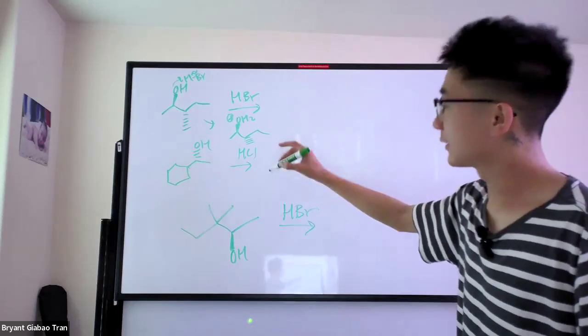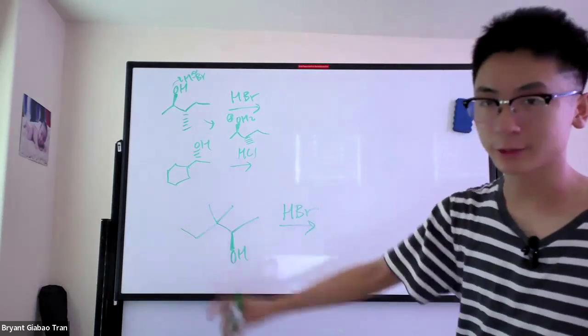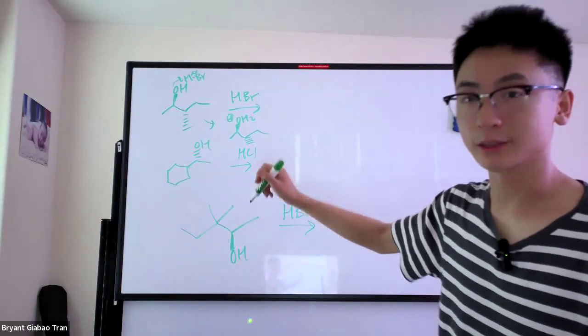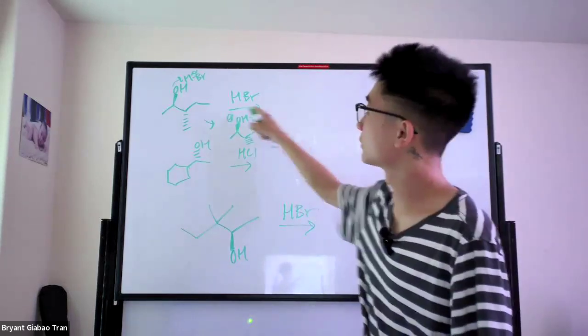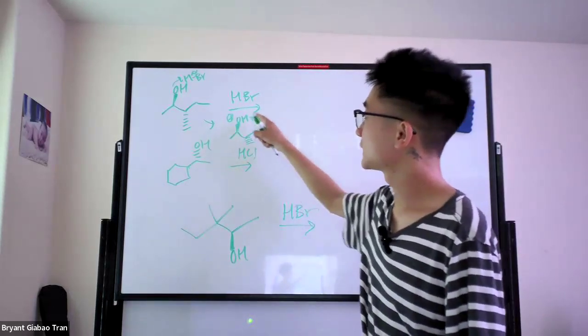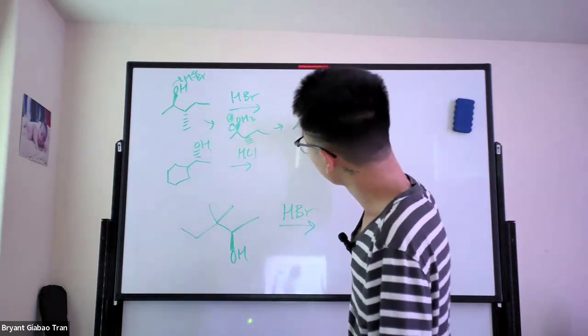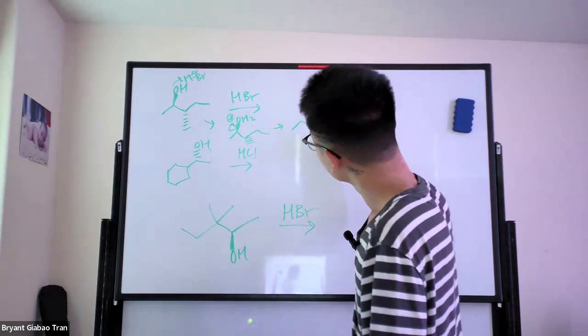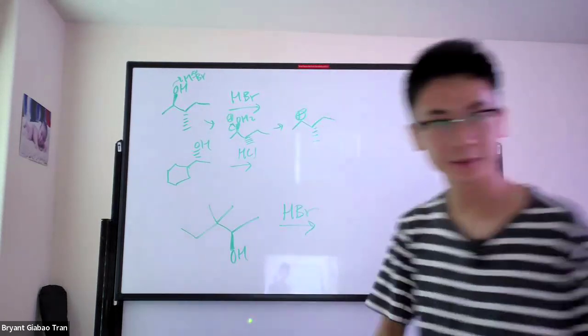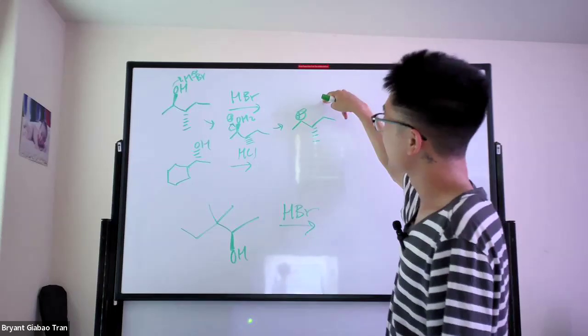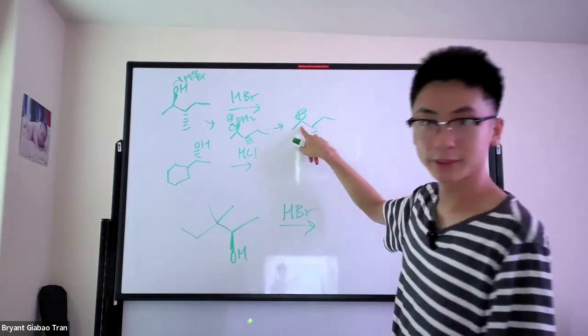OH2 plus will leave first because this will be an SN1/E1-like reaction since we are in an aqueous protic solvent. The protic solvent will solvate the positively charged OH2 plus, making it leave by itself to form a carbocation right here. And then Br minus comes in and it's racemic. And before Br minus comes in, what intermediate was formed here?